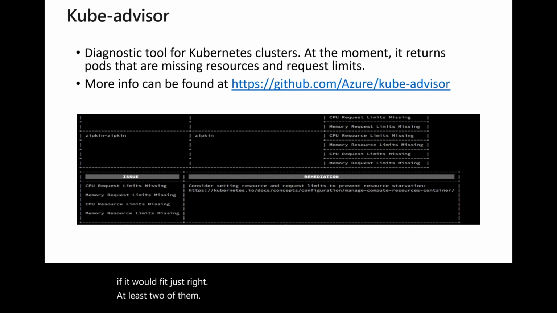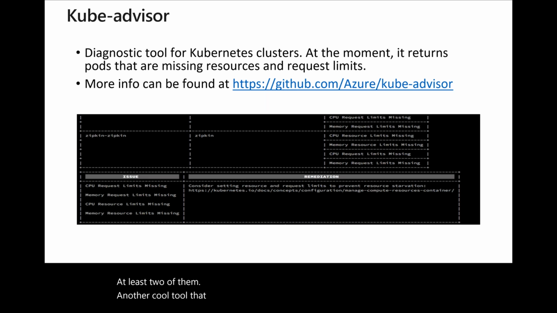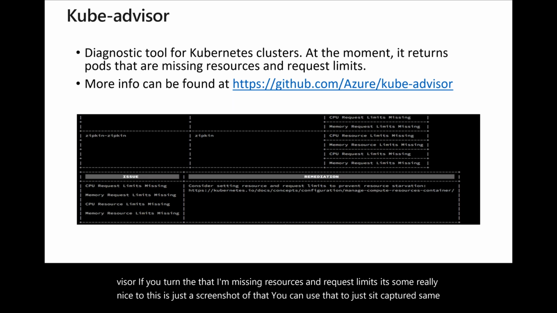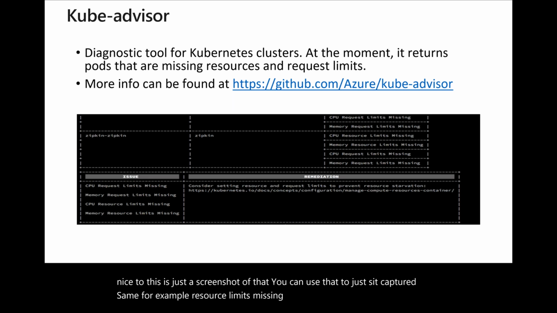Another cool tool available to diagnose a Kubernetes cluster is Kubernetes Advisor. It returns the pods that are missing resource requests and limits. It's a really nice tool. This is just a screenshot of that. You can use it to see, for example, that resource limits are missing, memory resource limits are missing.